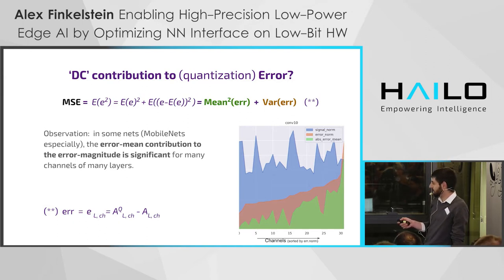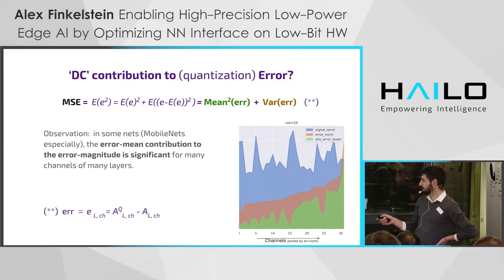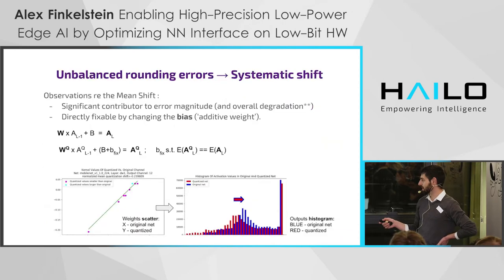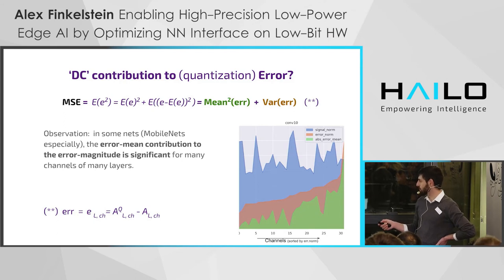And for some layers, if you look at many channels, and here the channels are on the X axis, and for each channel we depict the norm of the signal, the norm of activations over all pixels. And you look at the error, which here is of course the quantization error, the difference between the same data that flows in the original network and in the quantized network. And you look at the norm of this error vector and the mean of this error vector. You see that the contribution of the mean to the overall magnitude is very significant.